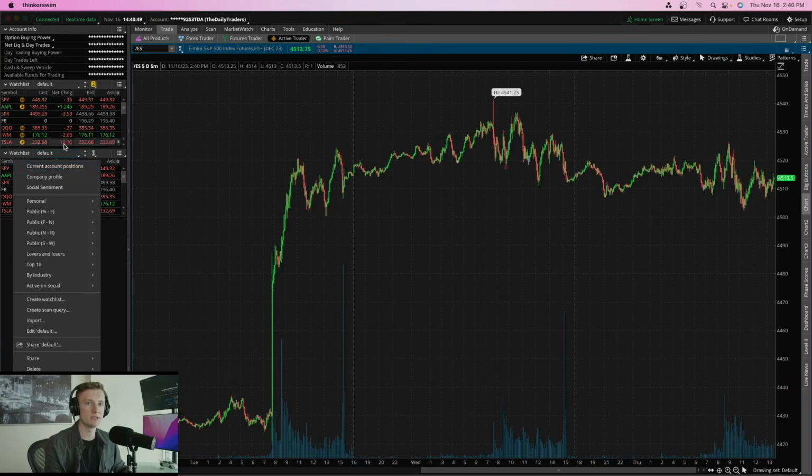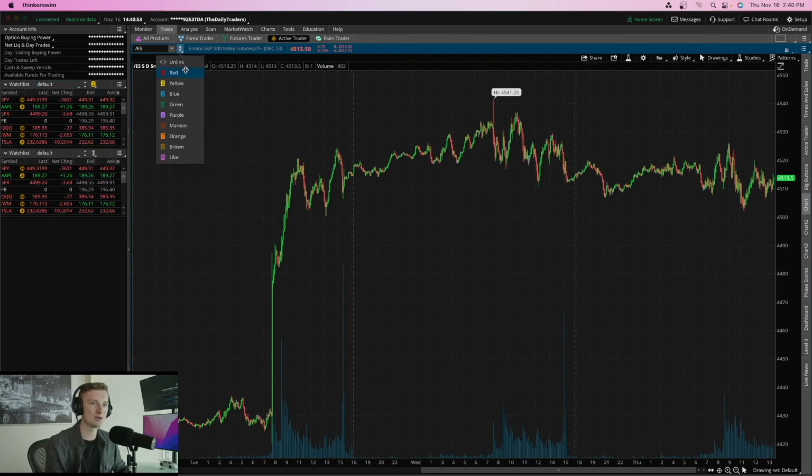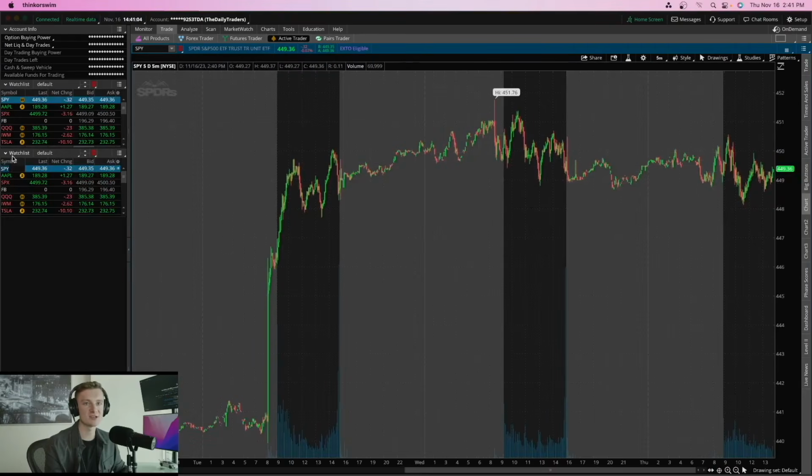Now, you've got your default watch list. What I want you to do is go up to this little icon, change the color to red, and then under your watch list, right next to it here, change this to red and do the same for this one. Okay, so we've got red, red. Now, anytime you click on a stock, it is going to change on your main screen here.